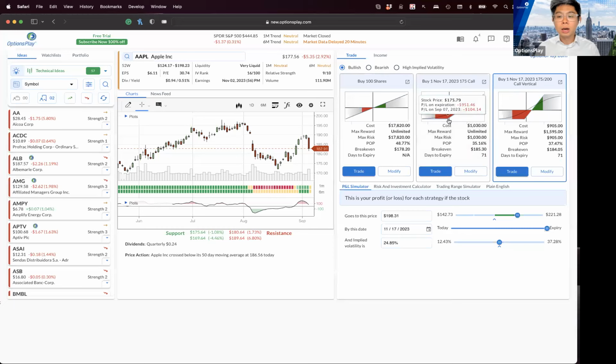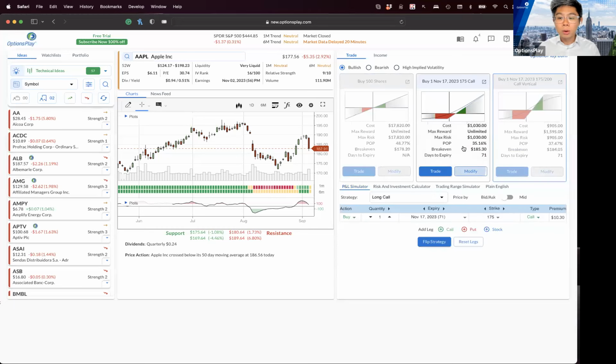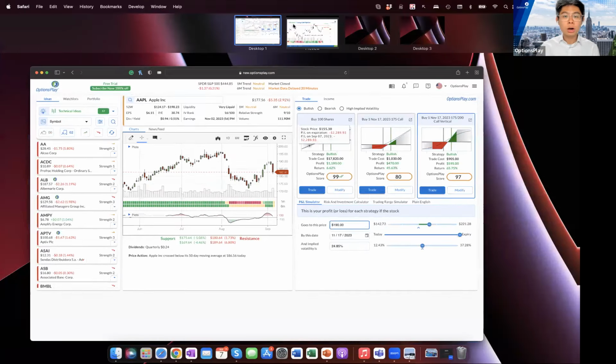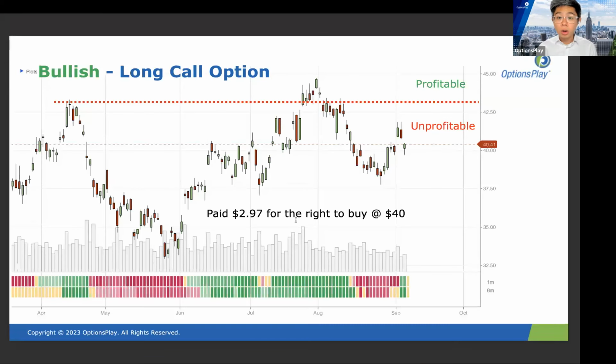And then you can always use the P&L simulator to say, well, what happens if the stock reaches a specific price? Let's say you think Apple's going to resume back up to the all-time highs around 196. Well, if it does happen, how much potential return do I have? Or what if it only gets up to 190? How much potential return do I have? And that's going to allow you to understand how much potential return you have versus how much you're risking, to determine whether it's a trade that you want to trade or not using the OptionsPlay platform. So that helps you understand a long call.